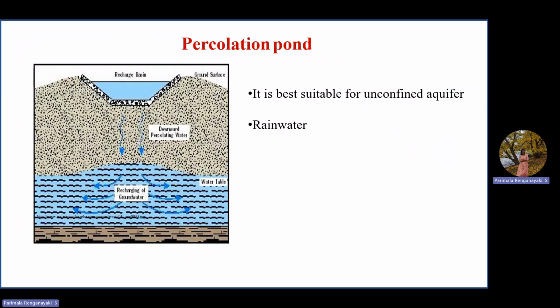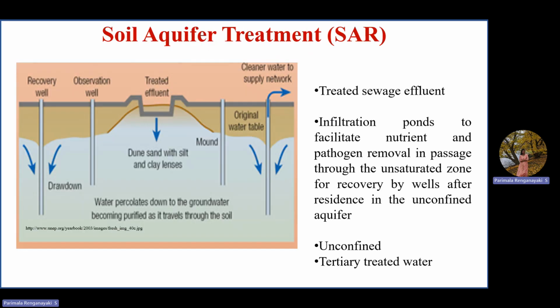Now, percolation pond. It is best suited for unconfined aquifer. In a weathered portion, we can use this percolation pond. Even a minimum depth of 1 meter is enough. Depending on the area, we can construct this. And see here, automatically wherever there is a percolation pond, it will be recharging. Wherever land is available, we can construct any number of percolation ponds. It can be bigger in size also.